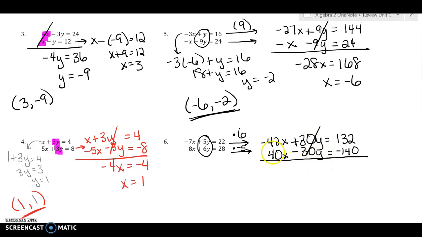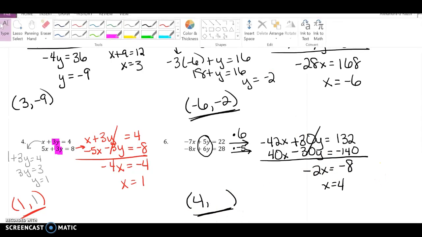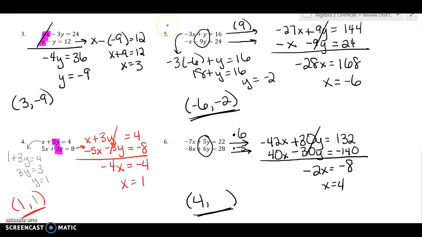So my y's cross off. A negative 42 and a positive 40 is negative 2. And that equals negative 8. So I get x is 4. And so the first step looks difficult, but after we get that, it's not that bad. So now I'm going to plug 4 into one of my equations. It doesn't matter which one. All of them will work. So I'm just going to do this first one.